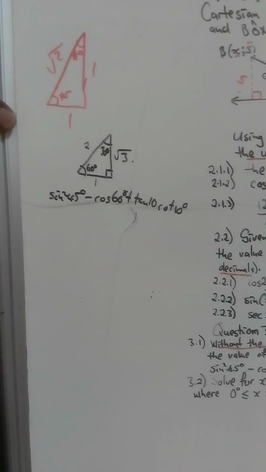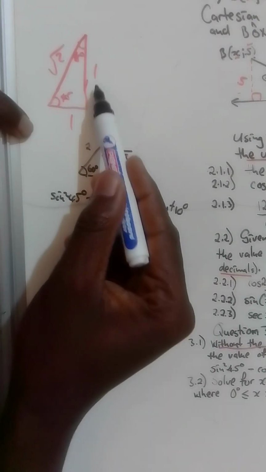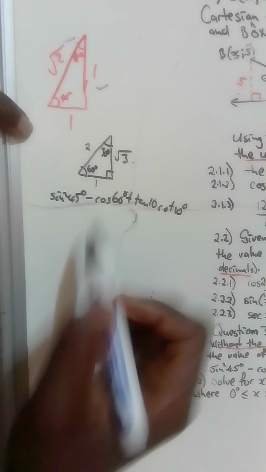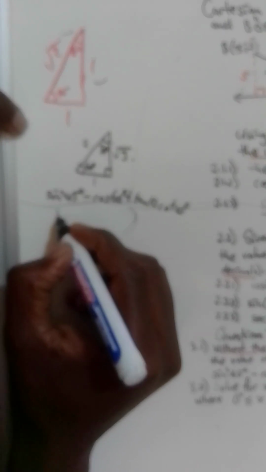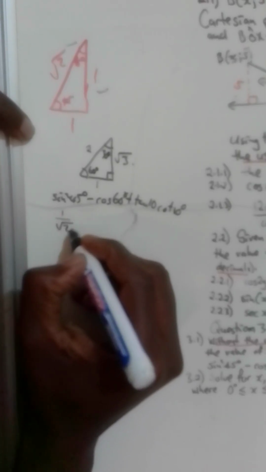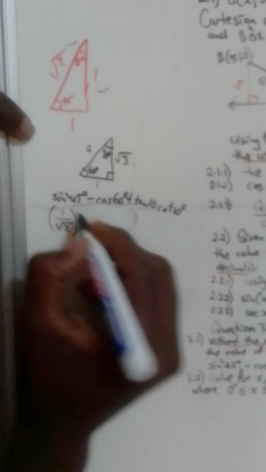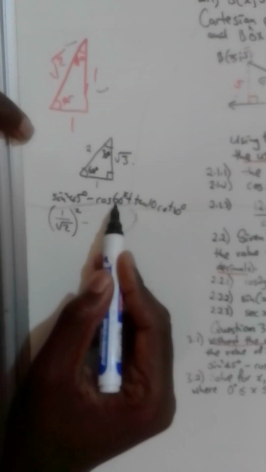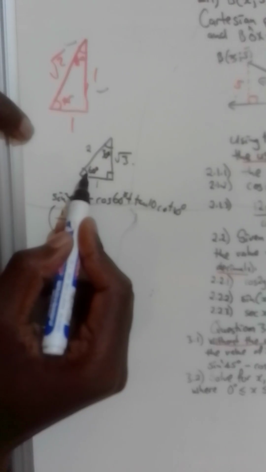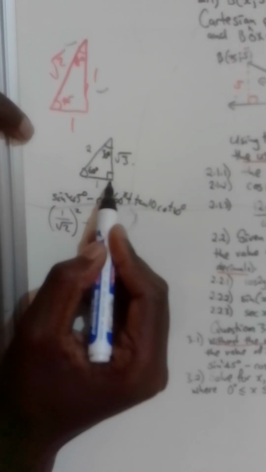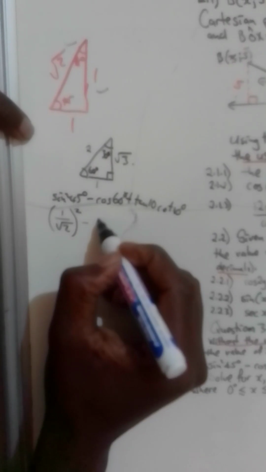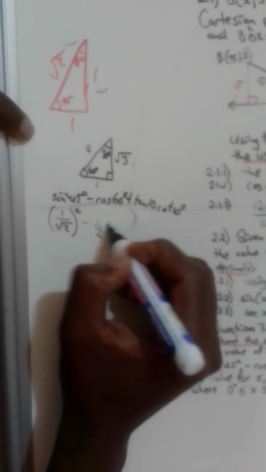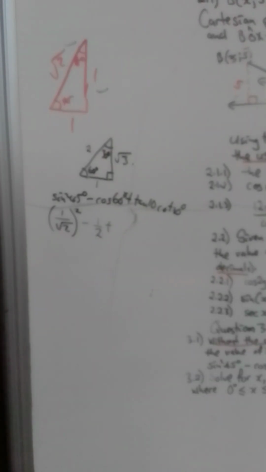If we come to sin squared 45 degrees, what is my sin? Opposite over hypotenuse. So here I've got 1 over square root of 2. But we're told that it's squared, so here I say squared, minus my cos 60 degrees. There is my 60 degrees, and my cos is what? Adjacent over hypotenuse. So here I've got 1 over 2 plus.